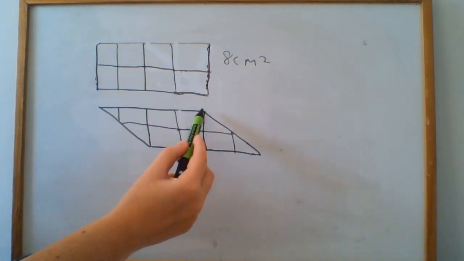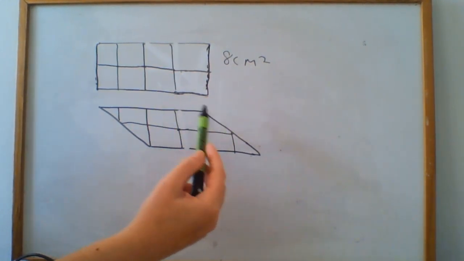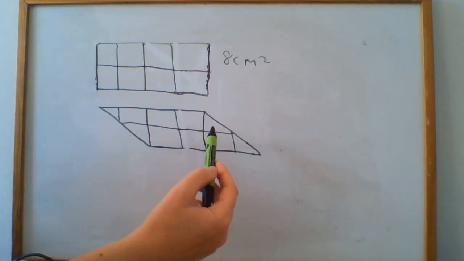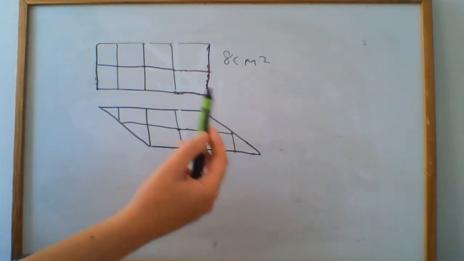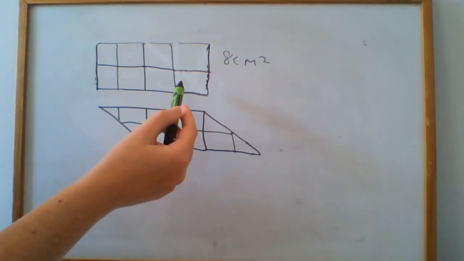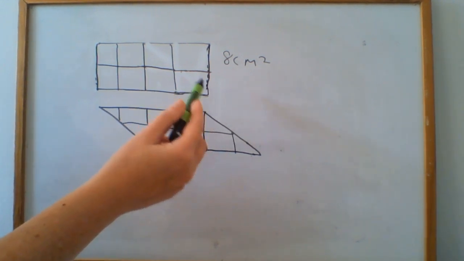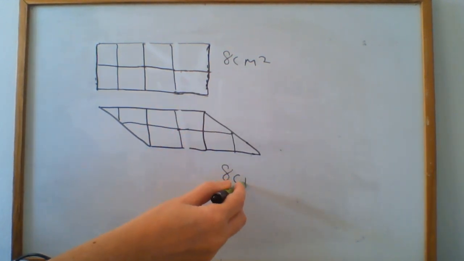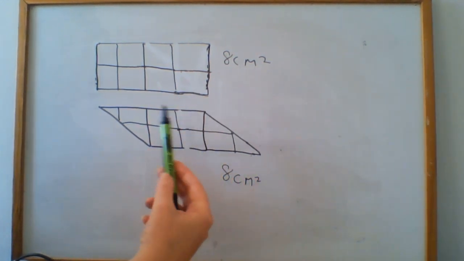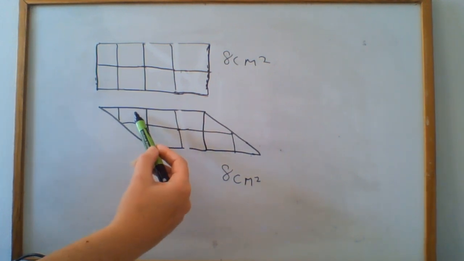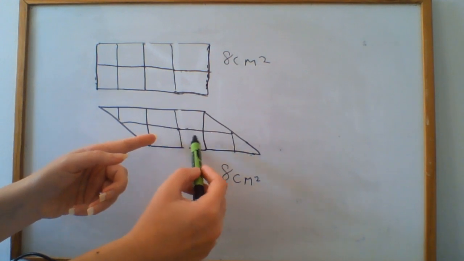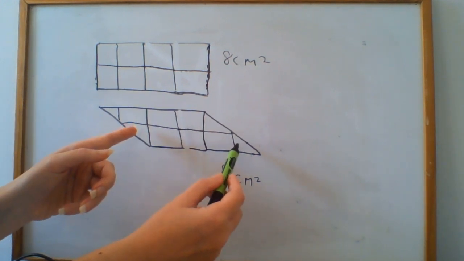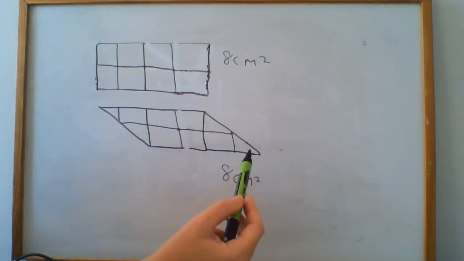This isn't rectilinear because it doesn't have all right angles. We know this is a parallelogram. So how do we work out the area of a parallelogram? We've already established that it takes up the same amount of space as the rectangle. So we know then that this should also be 8 centimetres squared. If we count our squares, 1, 2, 3, those 2 together 4, 5, 6, 7, those 2 together 8, we can see that that is 8 centimetres squared.